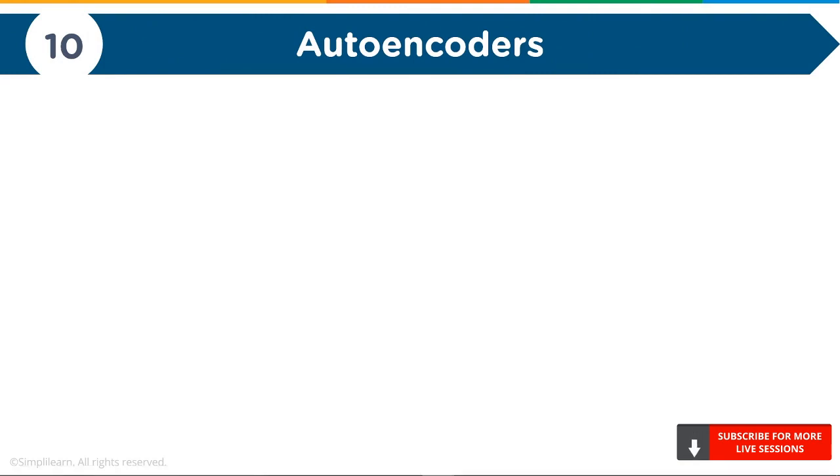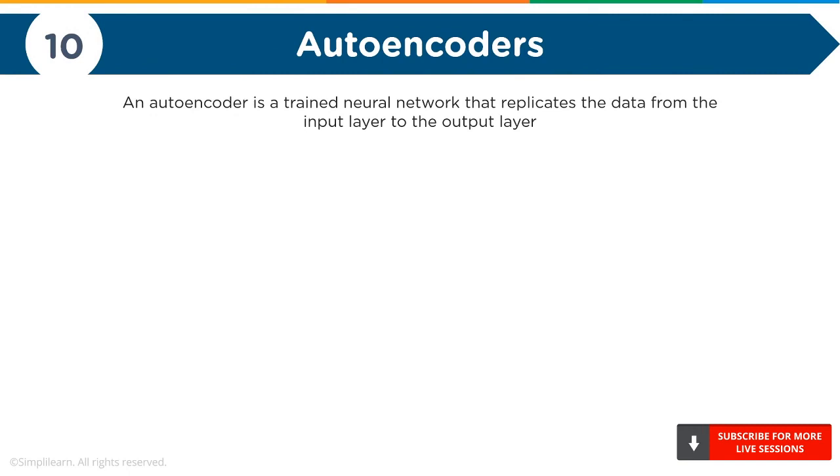At number 10, we have autoencoders. Autoencoders are a specific type of feed-forward neural networks where the input is the same as the output. Autoencoders were first designed in the 1980s by Geoffrey Hinton to solve unsupervised learning problems. It is a trained neural network that replicates the data from the input layer to the output layer.